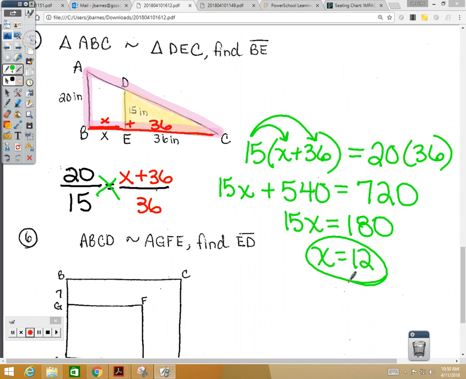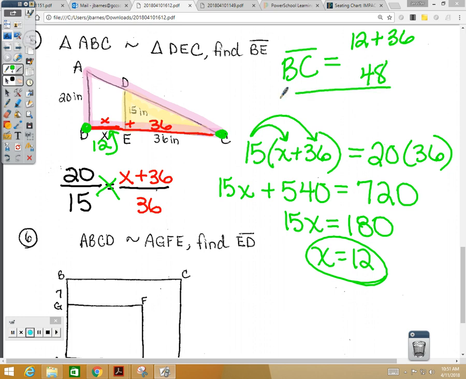However, that would be lovely if that was a stopping point. But actually it says find BE. So BE is 12. X is 12. If I was going to ask you what is BC, B all the way to C would be what? How'd you get 48? Very good. 12 plus your 36, x plus 36, that would be 48. So pay attention always to what they're asking you. In this question, they are just asking you what BE is, and that is your x.